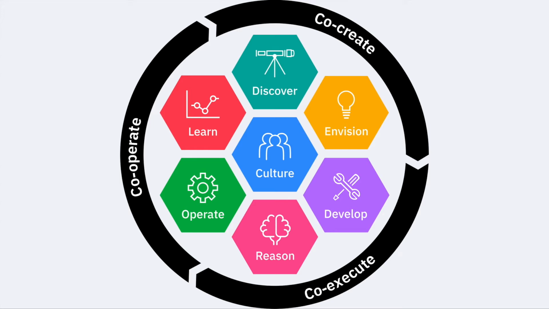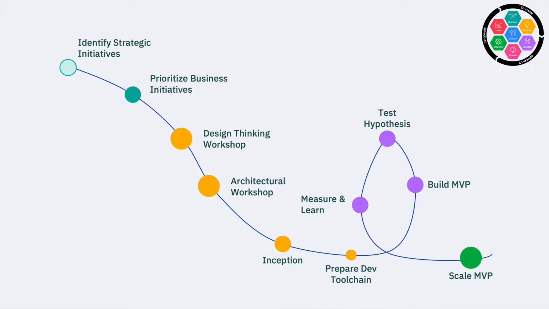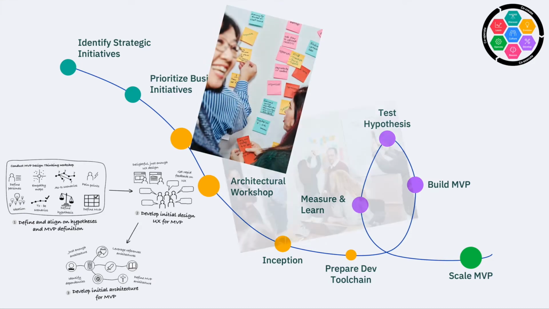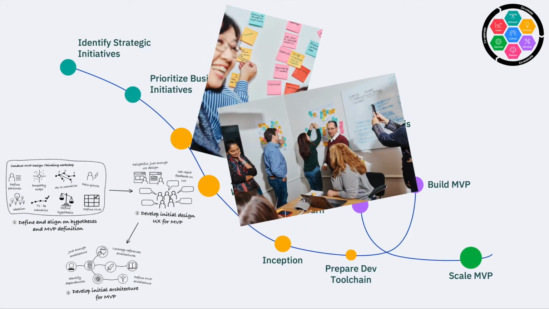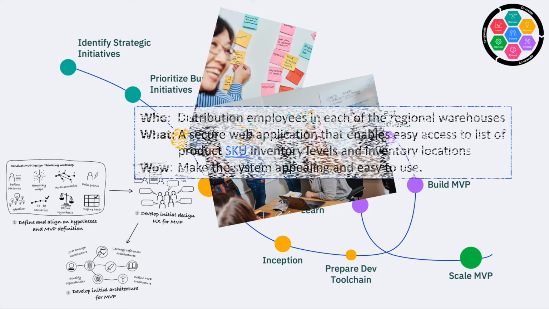We will walk through a demonstration of the Garage Method as applied in an example project. The activities are kicked off by identifying and prioritizing the business initiatives. With an initiative selected, a project is kicked off. A design thinking workshop is conducted with the business and technical stakeholders working together to understand the customer, identify the big ideas, formulate a hypothesis, and define an MVP statement that can be tested and validated through an MVP build.